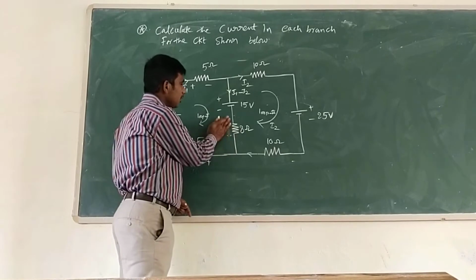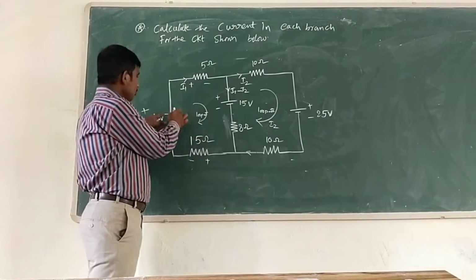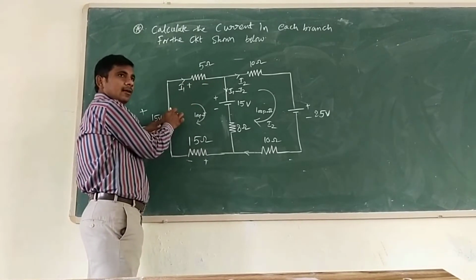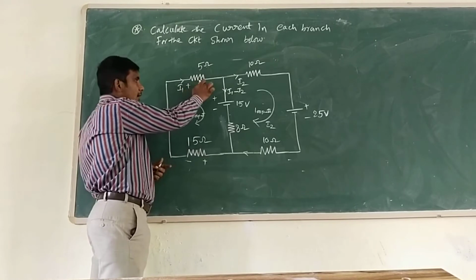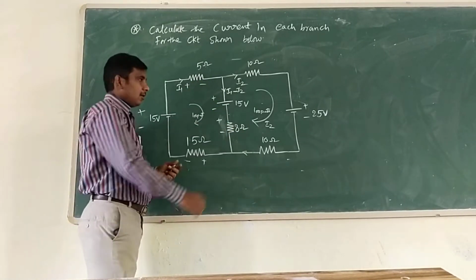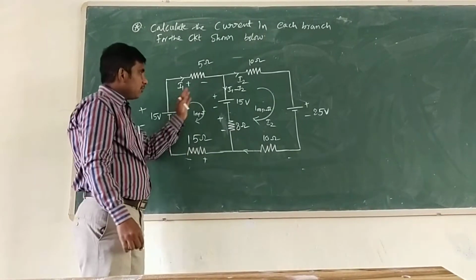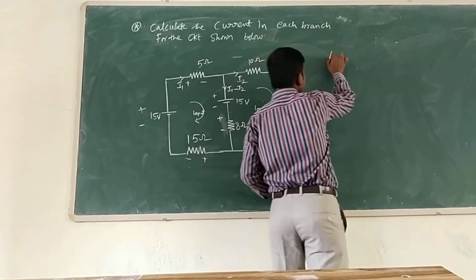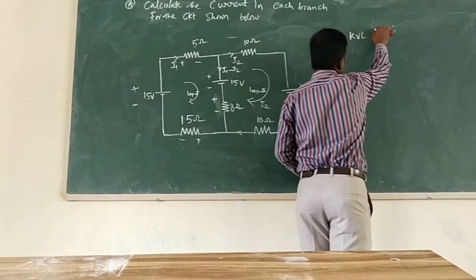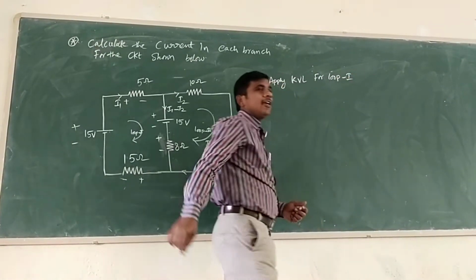Or how we have to assume this plus and minus for this loop. First we assumed it is a plus, it is minus, it is plus, it is minus, because plus is connected here. You can remember this like that. And plus minus, plus minus, plus minus. And again plus minus. For this loop, first we are applying KVL for loop 1. Apply KVL for loop 1.